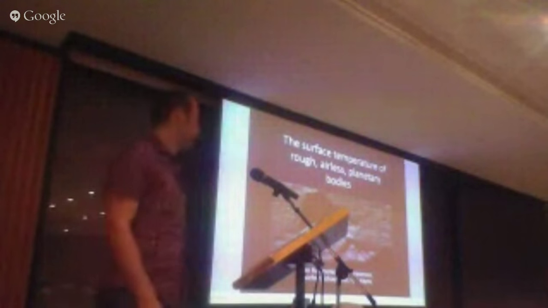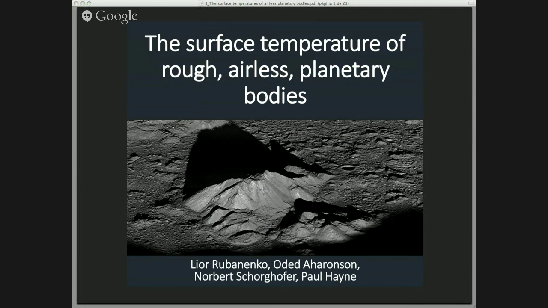So, hi everybody. My name is Lior, as I said, and I'm here to present my master's thesis, which is done in collaboration with, of course, my advisor, Odell Aronson, and also Paul Hain, here, and then Robert Shogopper from University of Hawaii. And I'm here to discuss the role of the surface roughness when trying to model temperatures or measure actual temperatures on airless planetary bodies.